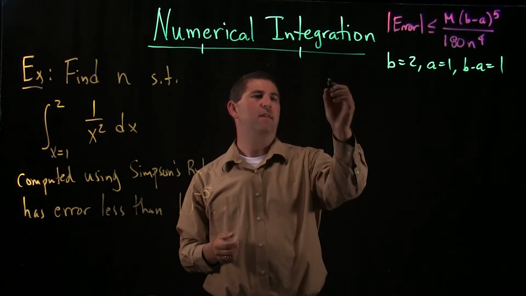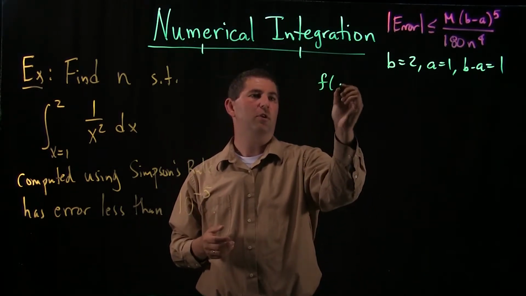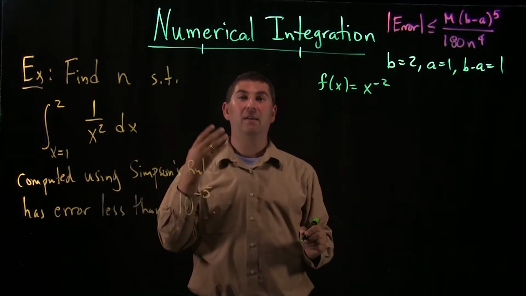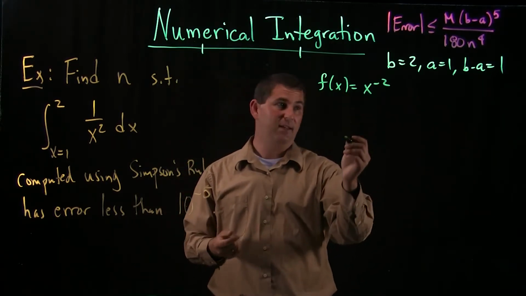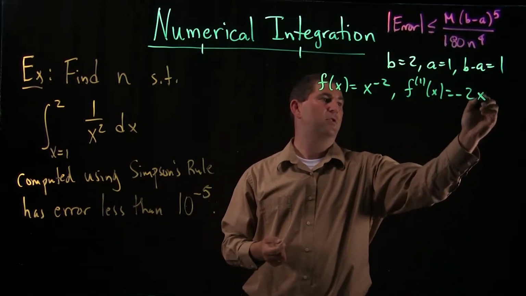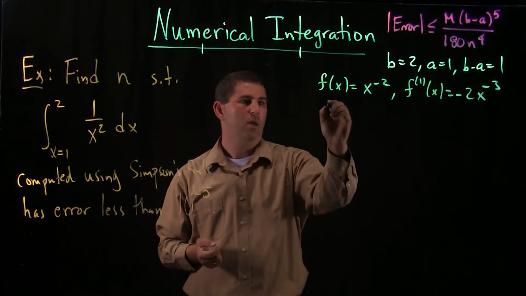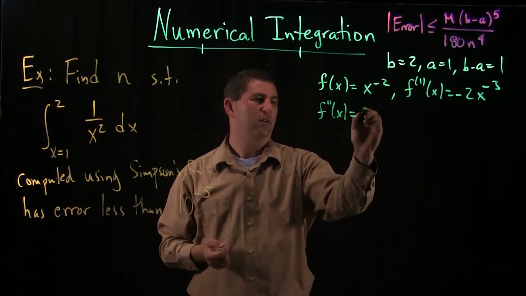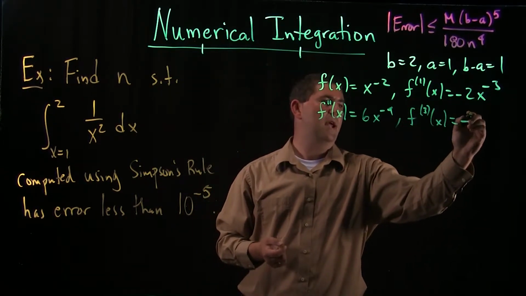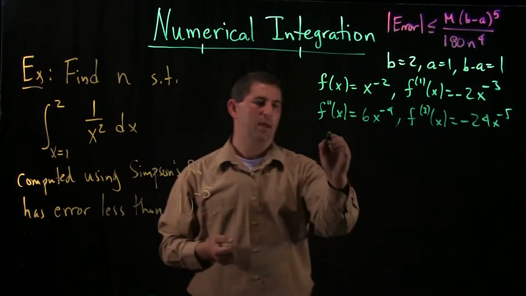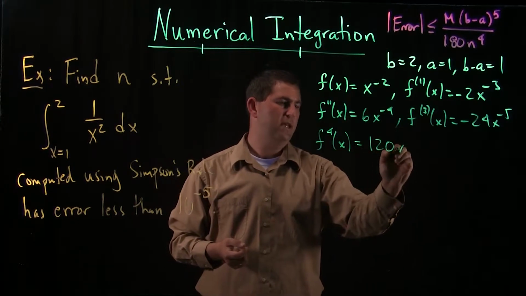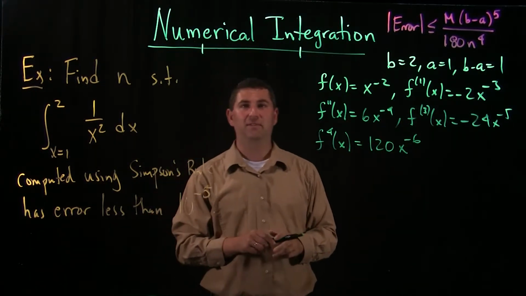So let's try this. I'm going to need derivatives. My function is x to the negative 2. That's 1 over x squared. I need the fourth derivative. Okay, let's give it a try. So the first derivative is negative 2x to the negative 3. Second derivative is 6x to the negative 4. Third derivative is negative 24x to the negative 5. And finally, the fourth derivative is 120x to the negative 6.